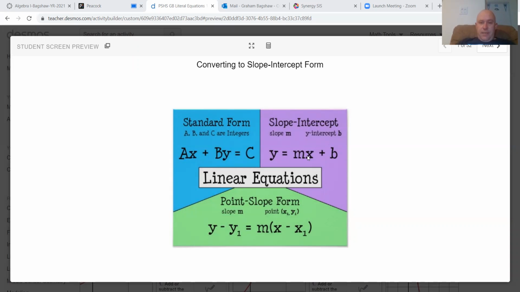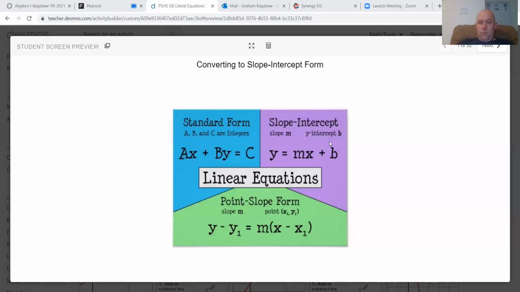Depending on the question that's asked, sometimes we want it in standard form, sometimes in slope-intercept, and sometimes in point slope form, because each of those forms has certain properties that can be useful. So what we're going to look at is reviewing how we switch from one form to another. Today we'll look at how you go from standard form to slope intercept and how you go from point slope to slope intercept. Essentially this will be a review.